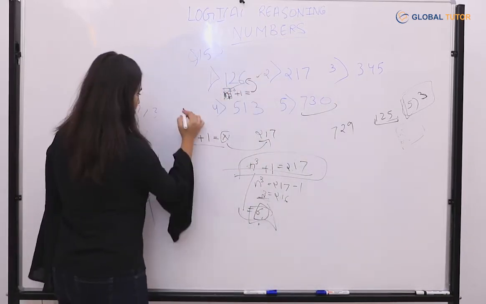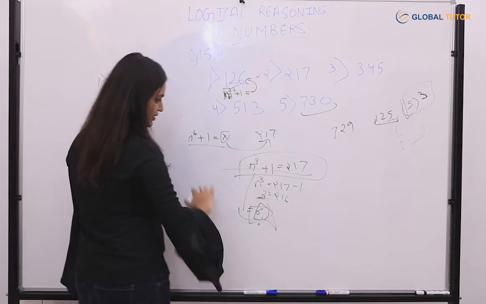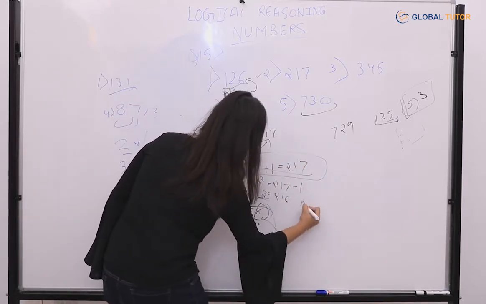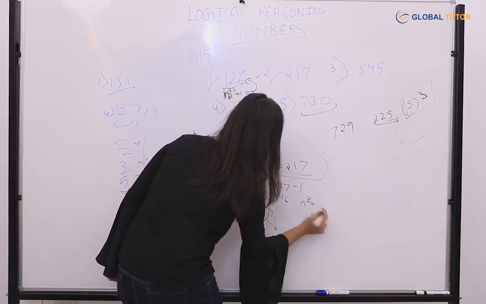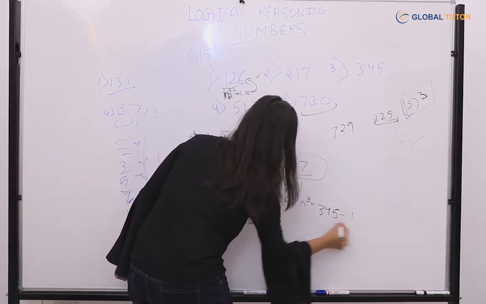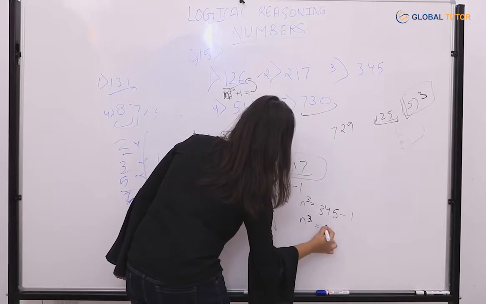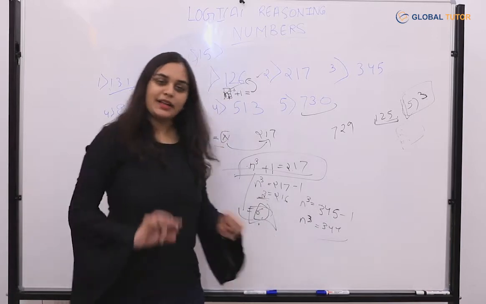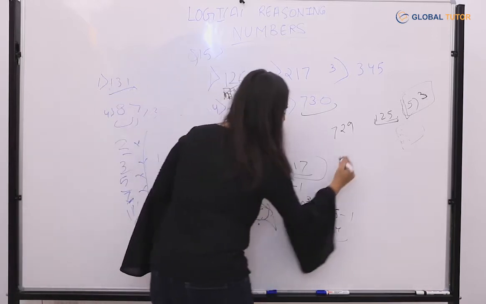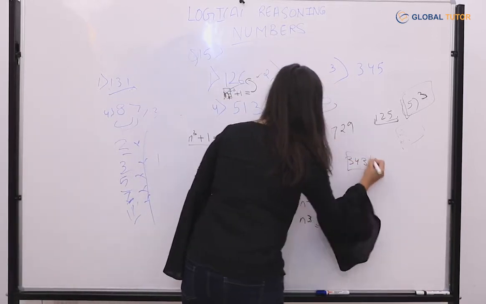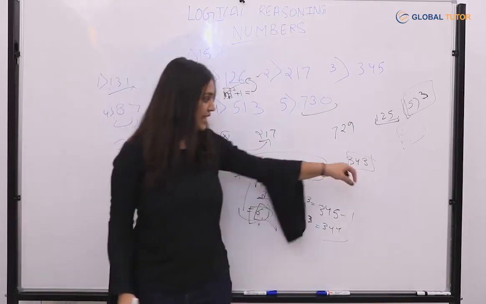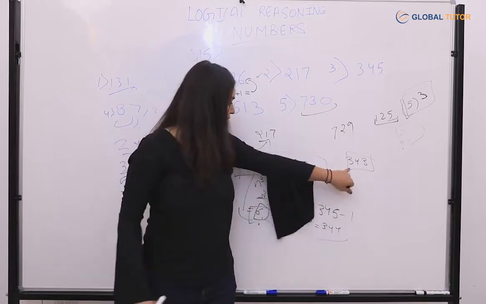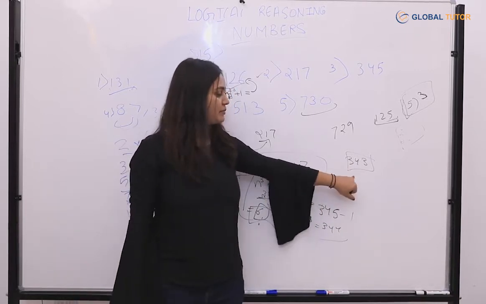345. Okay, so 345, we'll solve it the same way. Let n cube equal 345 minus 1. If you go and solve this, there's a number that I can see. It's 343. I don't even have to test it. It's 7 cube, 343. These are the patterns that should be there in your head. So there's 343 already in my head.